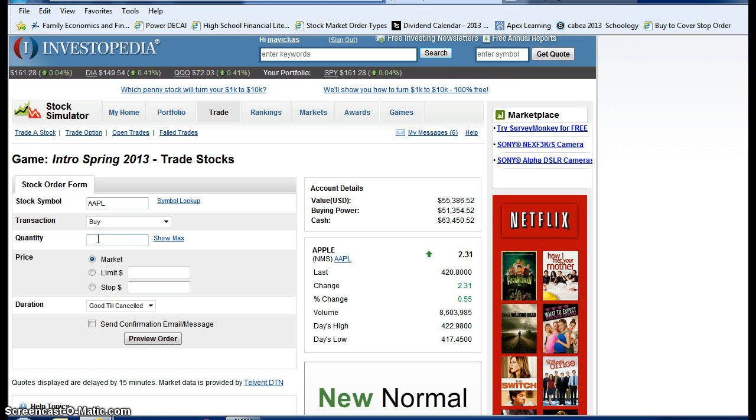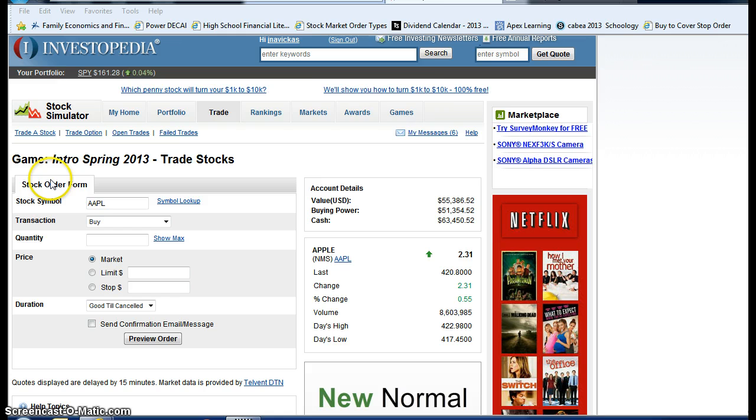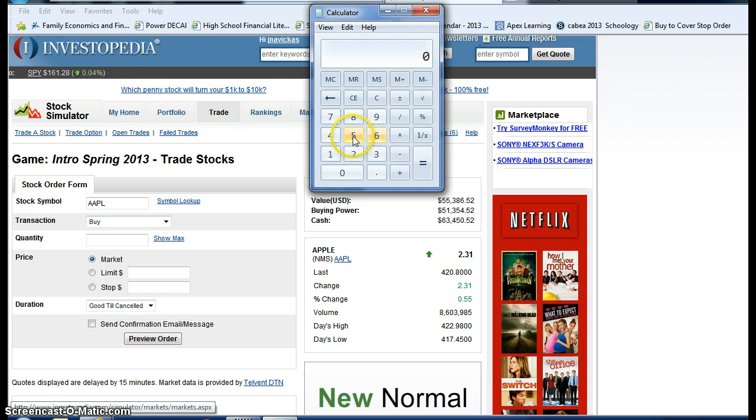So in here, we want to obviously come up with a dollar amount, and we want to divide it by what it's trading at per share. Right now, Apple's trading at $420 a share. Let's say I want to invest $5,000 into Apple. What I do is take the amount that I'm investing, in this case $5,000, and divide it by the price per share. In this case, it's $420. So I divide it by 420, and it's going to give me how many shares I want to enter.